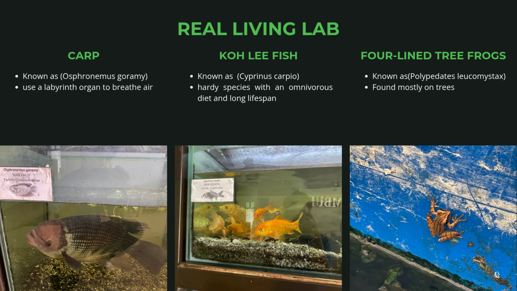Besides, in the artificial aquarium tanks at the Real Living Lab, we observed gourami, Osphronemus goramy, which uses a labyrinth organ to breathe air directly from the surface, and koi fish, Cyprinus carpio, a hardy species with an omnivorous diet and long lifespan, showing its adaptability in captivity. In the aquatic mesocosm, we found a few four-lined tree frogs, aquatic plants, and algae. These species represent a simplified version of natural aquatic ecosystems.